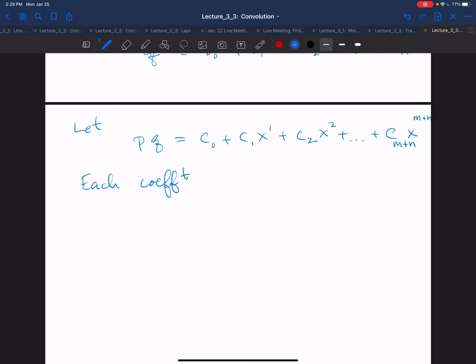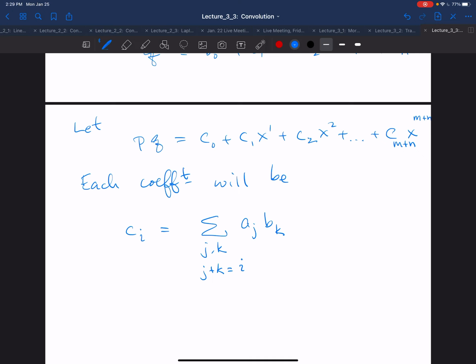So each coefficient of this product, say C sub I, will be the sum over, say, J and K of Aj times Bk such that J plus K equals I, right?